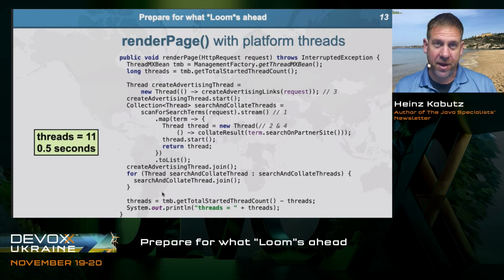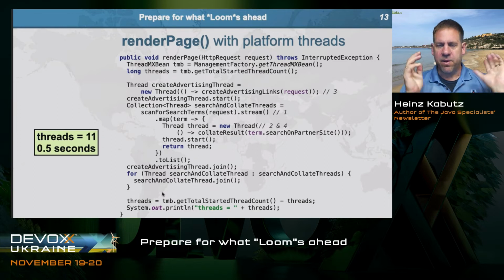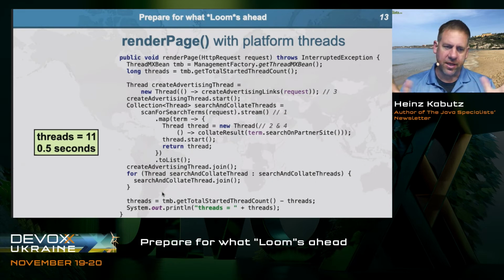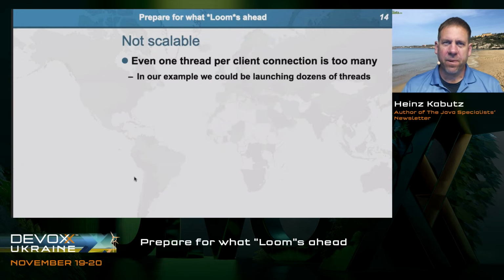And we actually create 11 threads because that particular request had 10 different search terms. So we had 10 search terms, and we ended up with 11 threads, one for the advertising threads, and then 10 for each of the search terms and the searches and the collations. The time is pretty good though. And the actual code here, I would propose is a little bit simpler than doing it with the completable future.